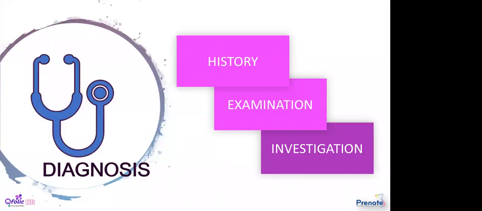Now, how should we diagnose IUGR? It's a very difficult question, because most of the time we just take one reading of ultrasound and say the baby is not growing well, or the baby is IUGR. But we have to go into depth in the history, examination, and investigation, and then decide whether this baby is growth restricted or not, because we have to manage this baby in terms of delivering in time.